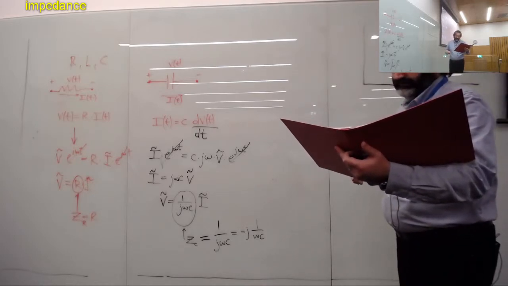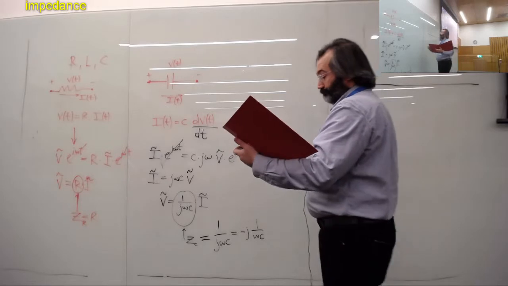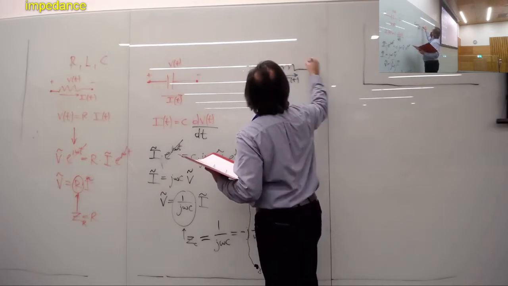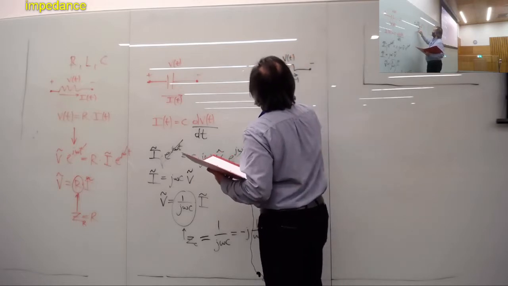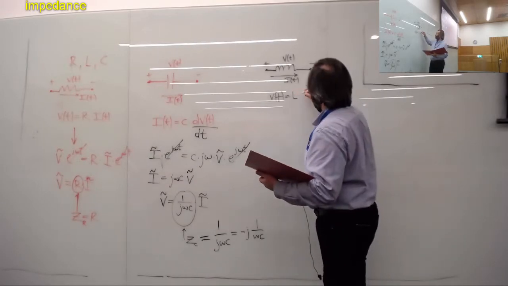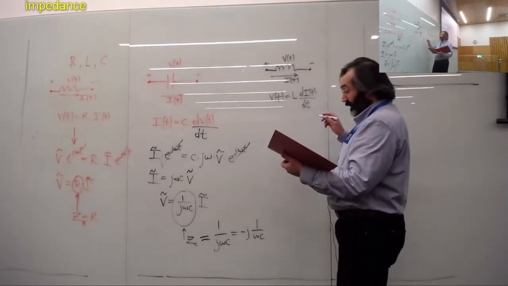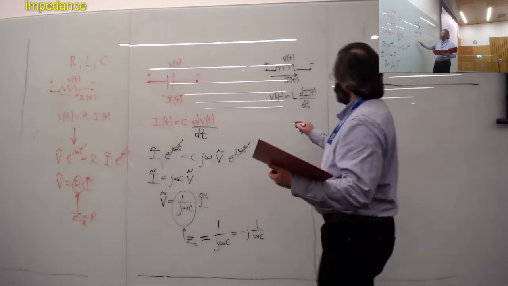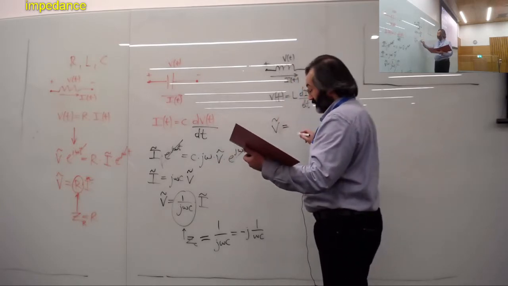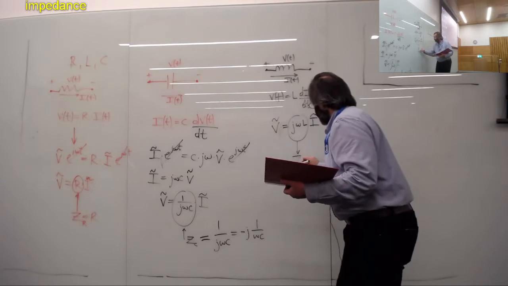And finally, for the inductor, we remember that the equation was v equal L di dt. And so we do the same story. And so we get the final result that V tilde is now j omega L I tilde. And so this is now the impedance of the inductor.